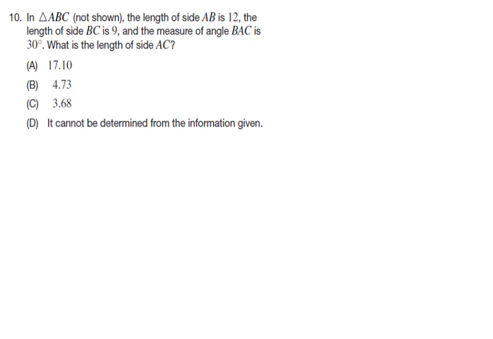Okay, with problem number 10, we're given this triangle ABC that's not shown, and we have a length of side AB as 12, and the length of side BC is 9, and the measure of angle BAC is 30 degrees. Well, I'm going to start this by making a diagram with an angle with a side of length 12 that is rotated through a 30-degree angle.